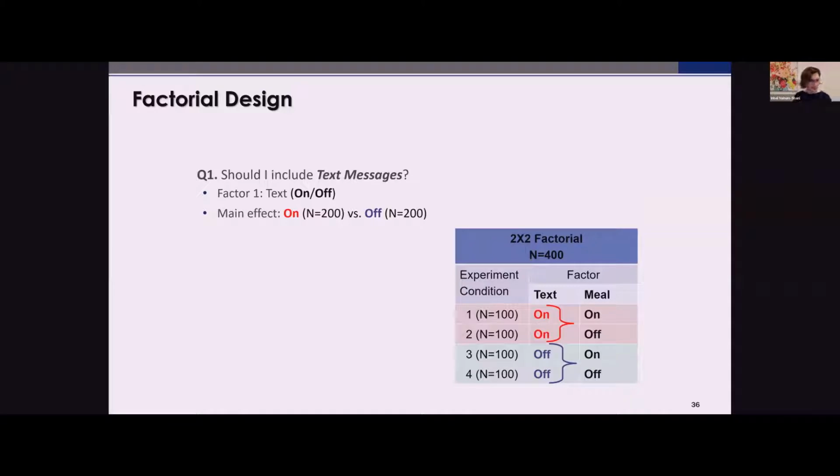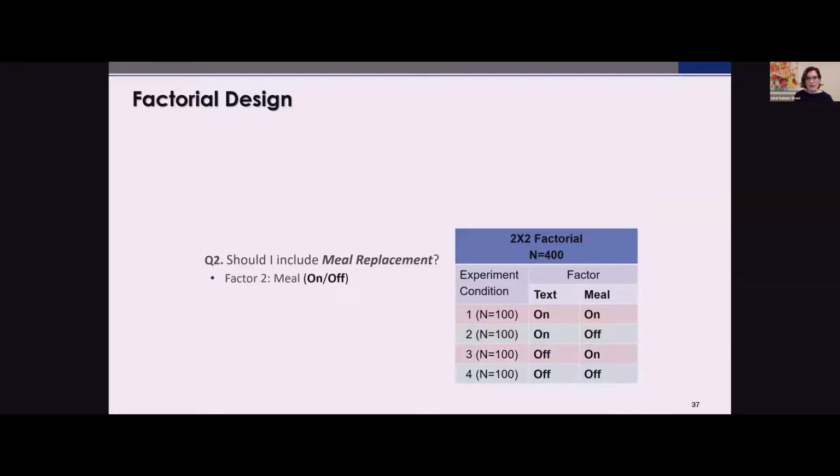A 2-arm comparison. All right, to answer question number 2 about meal replacement, I will estimate the main effect of meal replacement, the main effect of factor 2, by pooling outcome information across the 2 conditions in which participants got meal replacement, conditions 1 and 3, and I'll compare it to the 2 conditions in which they did not, conditions 2 and 4. Again, I want you to notice that this is a comparison of half of my sample versus the other half, just like a 2-arm comparison.